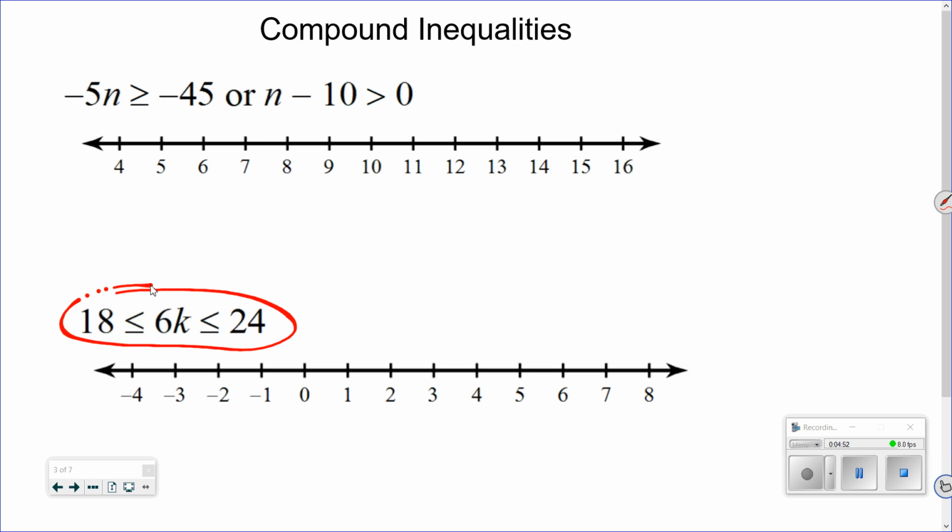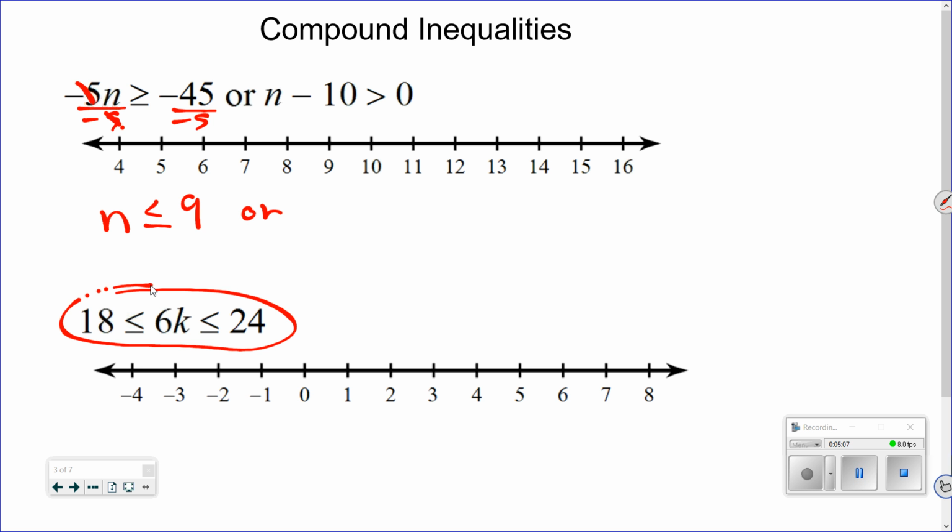Negative 5n is greater than or equal to negative 45. I'm just going to divide by negative 5. When I do that, I get n, and because I divided both sides by a negative, I have to flip the sign, is less than or equal to negative 45 divided by negative 5, which is 9.